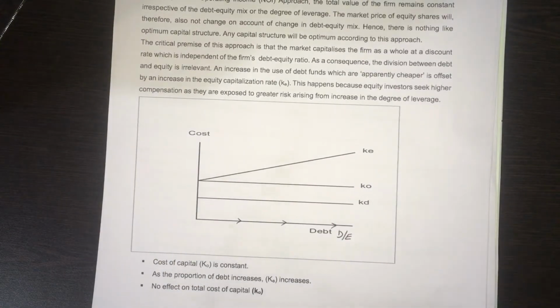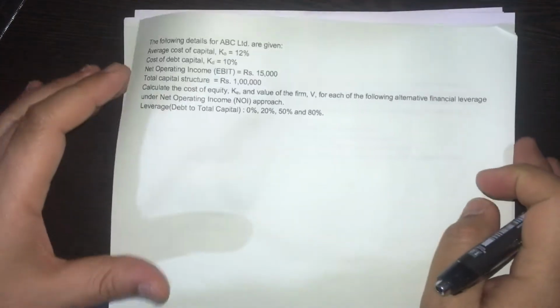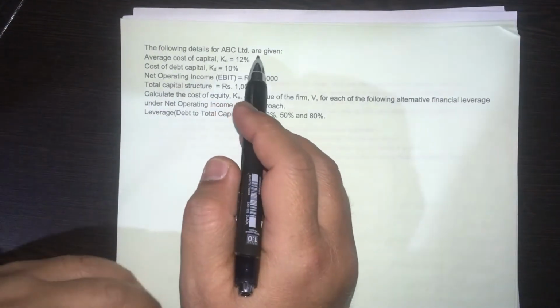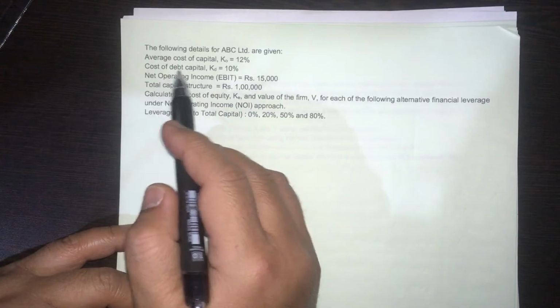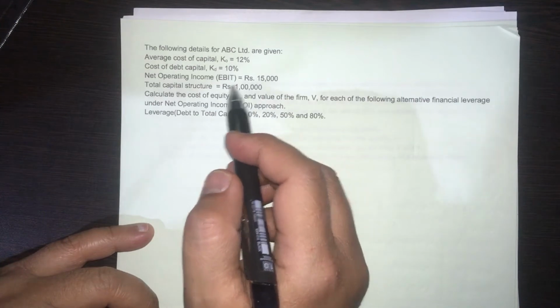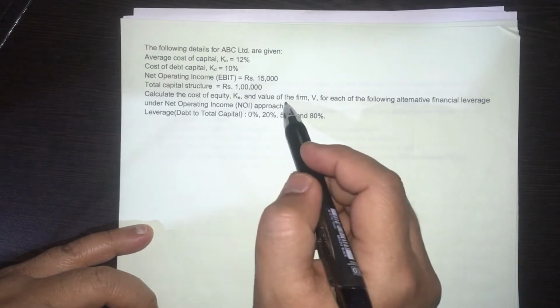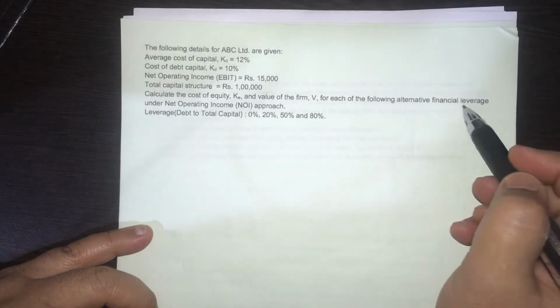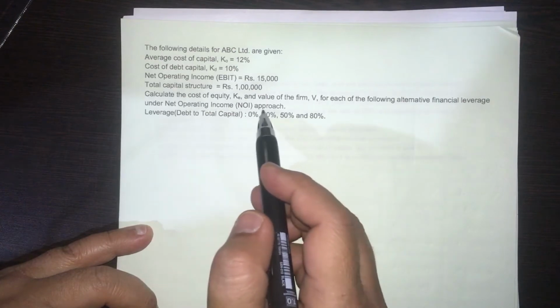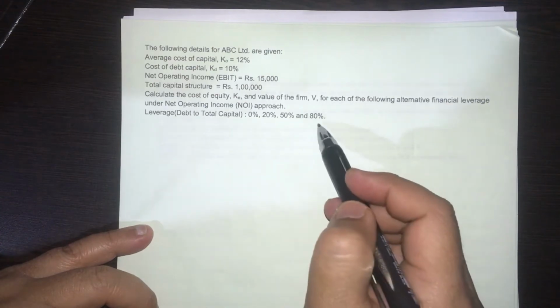Now again, like the previous problem, we are going to prove the NOI approach with the help of a numerical problem. The following details for ABC Limited are given. Average cost of capital KO is 12%, cost of debt capital KD is 10%, net operating income EBIT is 15,000, total capital structure is 1 lakh. Calculate the cost of equity KE and the value of the firm V for each of the following alternative financial leverage under NOI approach. The leverage, debt to total capital, is 0%, 20%, 50% and 80%.